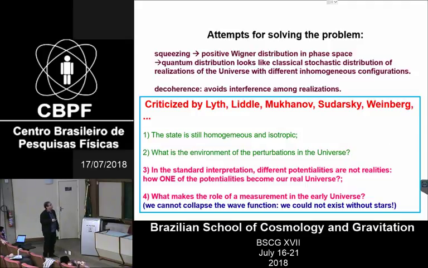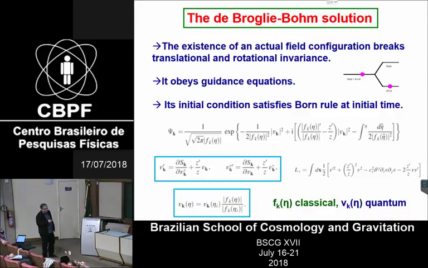Now, if you go to the Bohmian interpretation, then the solution is exactly the same as the solution of the measurement problem. The existence of an actual field configuration breaks the translation and rotation invariance. So, among the many possibilities that the fluctuations might have, the many different possible universes, there is one actual field configuration which will select one of them, will go into one of them depending on the initial conditions, and you select this possibility among the others. And it will break the translation and rotational invariance that we had before, in the same way as I explained before.